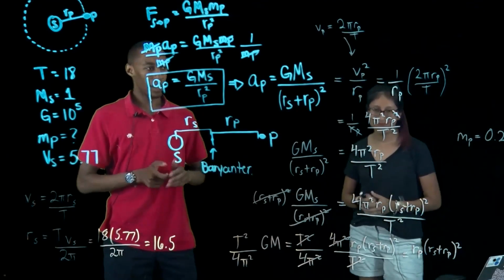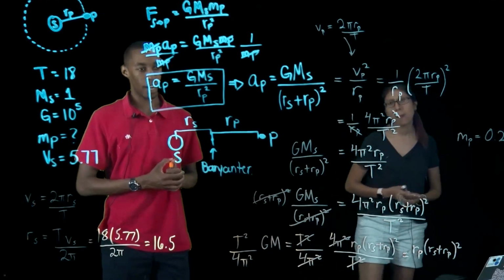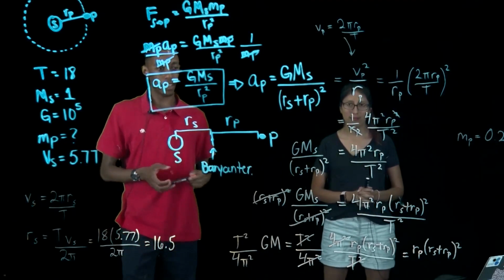So now astronomers can go out there and look for extrasolar planets simply by doing the same calculations we just showed you how to do.